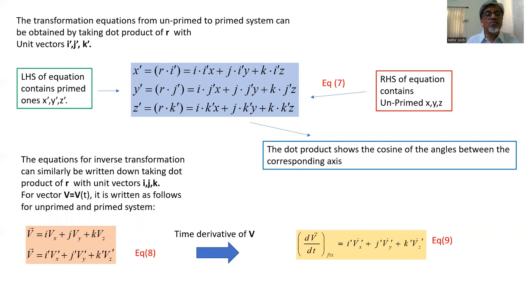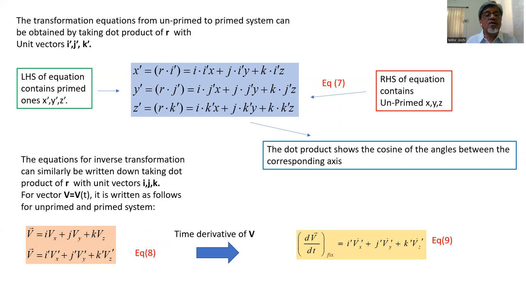Now the reverse transformation is also possible. In the reverse transformation, wherever there is a primed term, we write the non-primed term, and wherever the non-primed terms are there, we write the primed terms. Like that, we can write an inverse transformation.